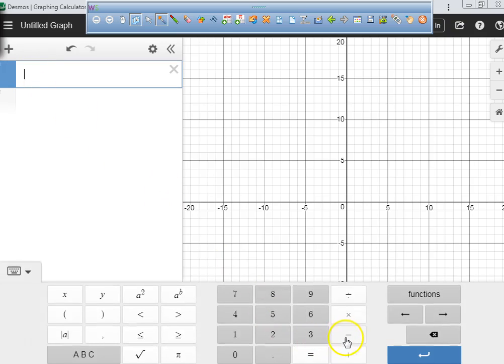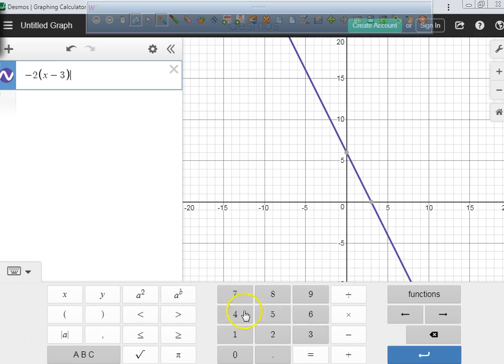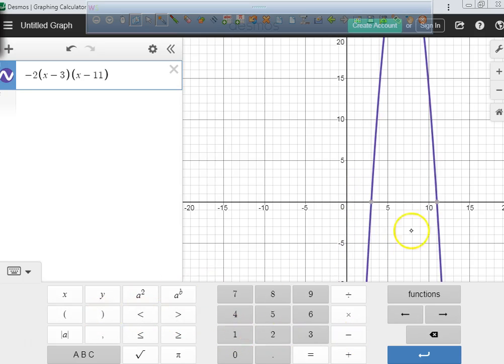Over here, I'm going to type in y = -2, parentheses. Now, I don't have to do p of x. That's just y. What was it? x minus what? x minus 3. And then was it x minus 11? Okay. So x minus 11. Okay, right there.